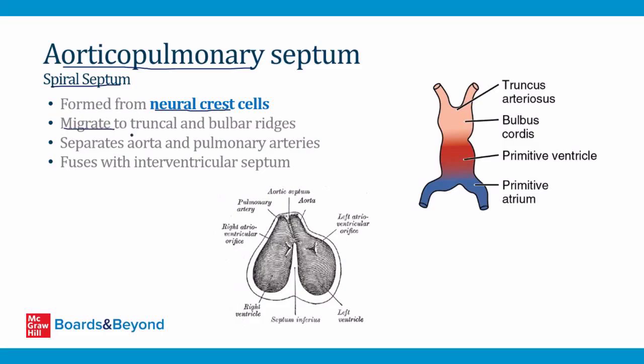It's super high yield for step 1 of your boards to know that this wall is formed from neural crest cells. I know that sounds crazy because neural crest cells you probably think of as contributing to brain development, but some of those cells migrate to the truncal and bulbar ridges in the primitive heart tube. Those are little bumps that form right around here, and then they go on to form a wall, and that wall is going to separate the aorta from the pulmonary artery. And as we talked about on the last slide, the aorticopulmonary septum also fuses with the interventricular septum, and it forms that membranous septum between the left and right ventricles.